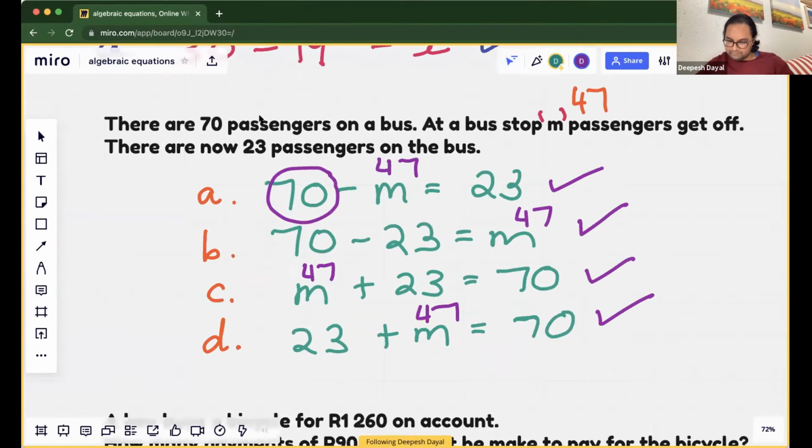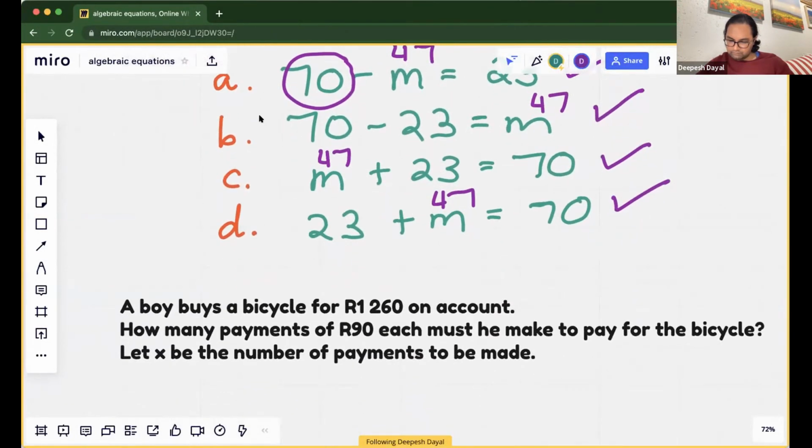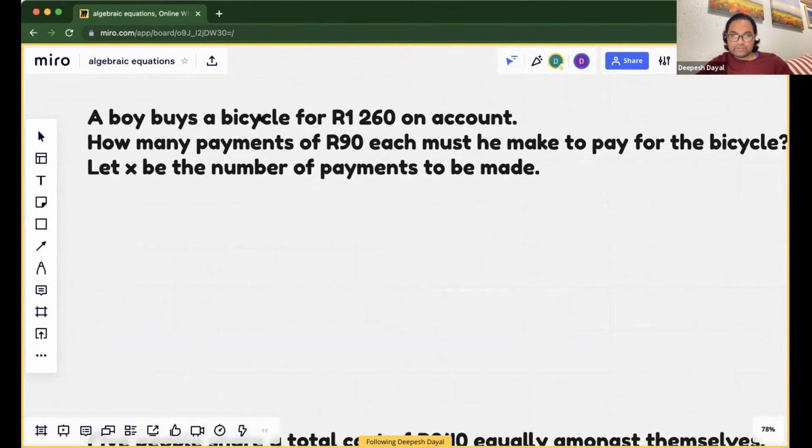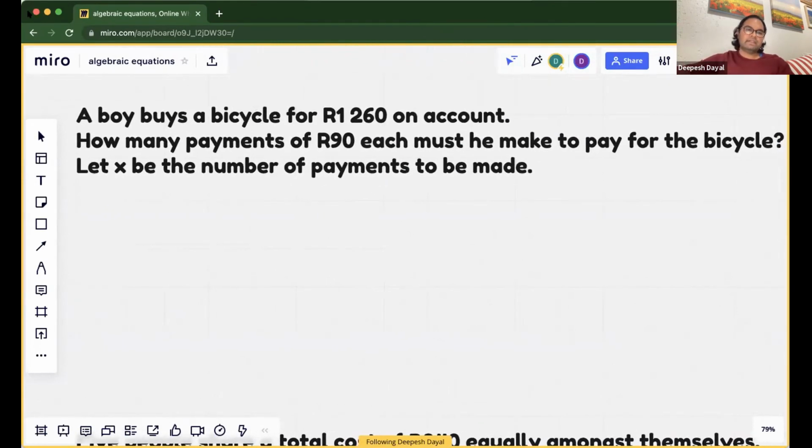Let's look at the next one. This one is a little bit tricky. Let me just have a look at the screen and see if you can see the whole thing. A boy buys a bicycle for 1,260 on account. So that means he's going to have to pay it off monthly, right? How many payments of 90 Rand each must he make to pay for the bicycle? Let X be the number of payments made.